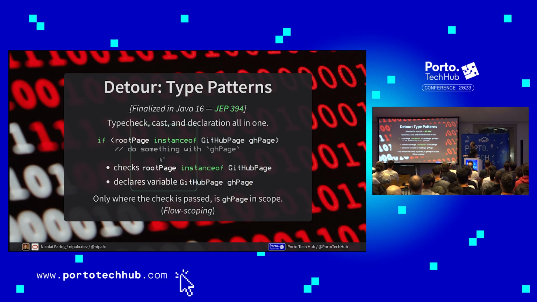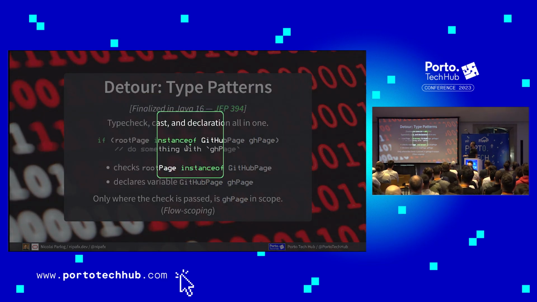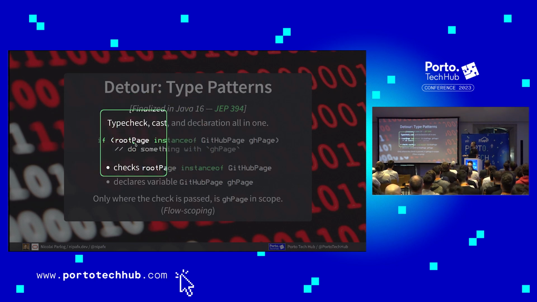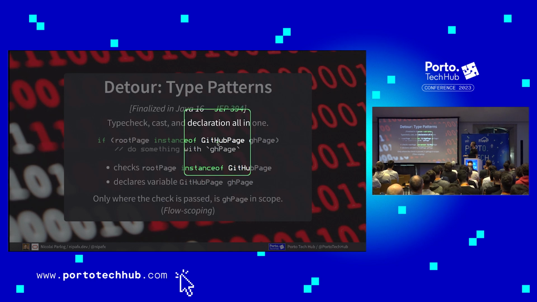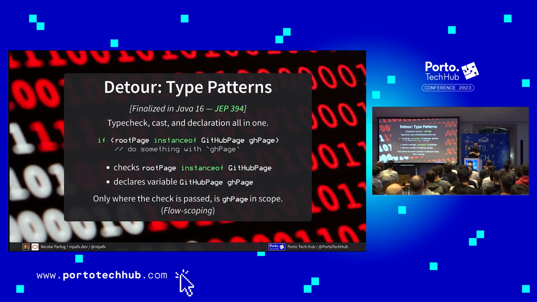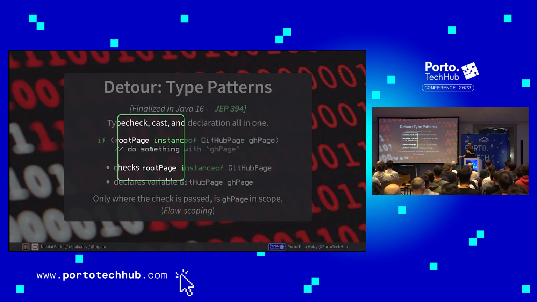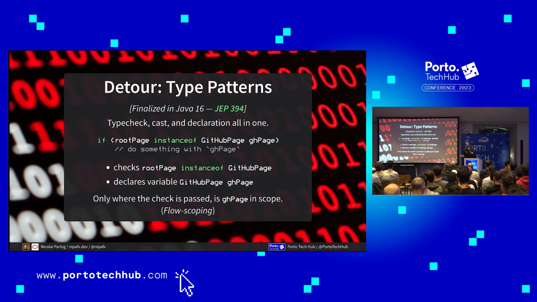Type patterns put a type check, a cast, and a declaration all in one. So if you take instanceof checks before Java 16, you would have written if some kind of instanceof GitHub page, and then in the if block, you say, create a new variable of the type GitHub page, and let's call it ghPage, and then assign the old variable and do a cast. So you do three things. You do the type check in the if up here, and in the branch you do the declaration, and then you do the assignment.